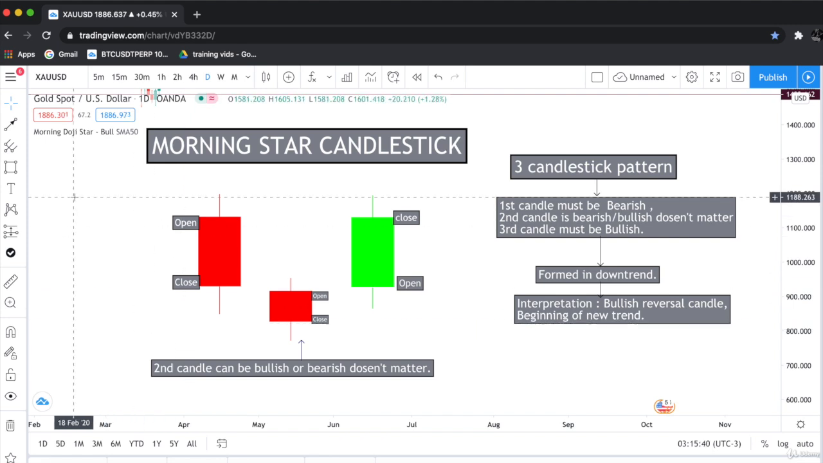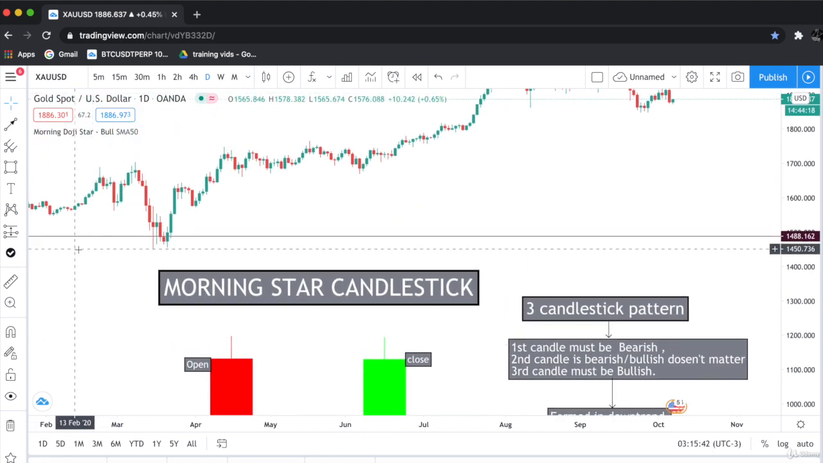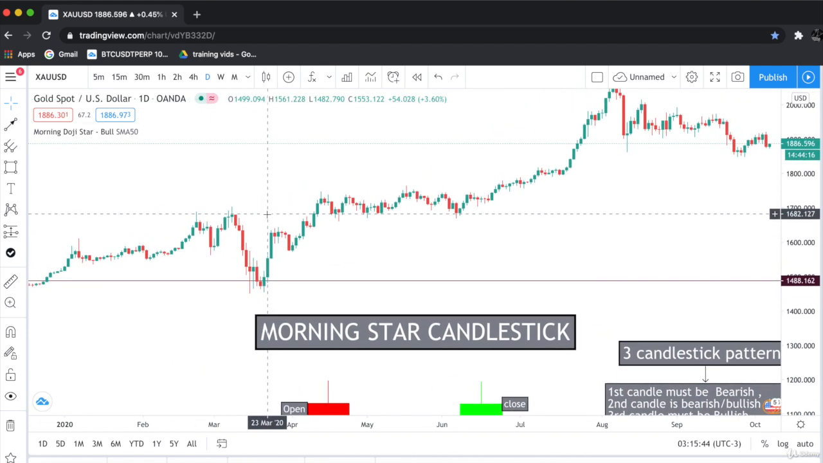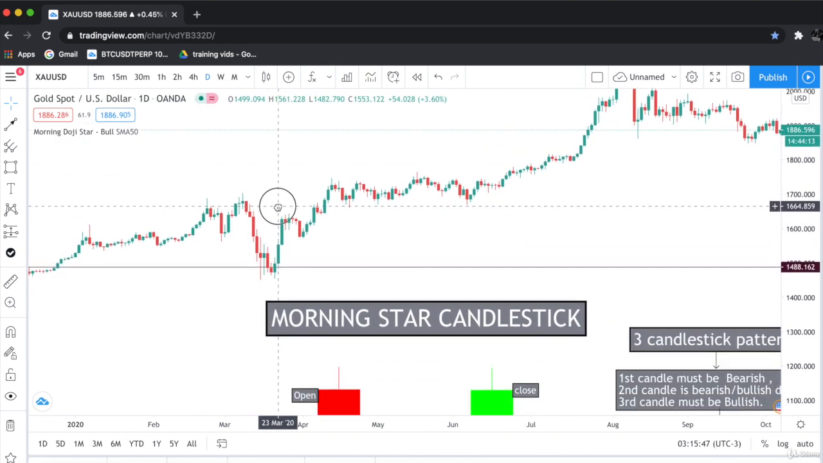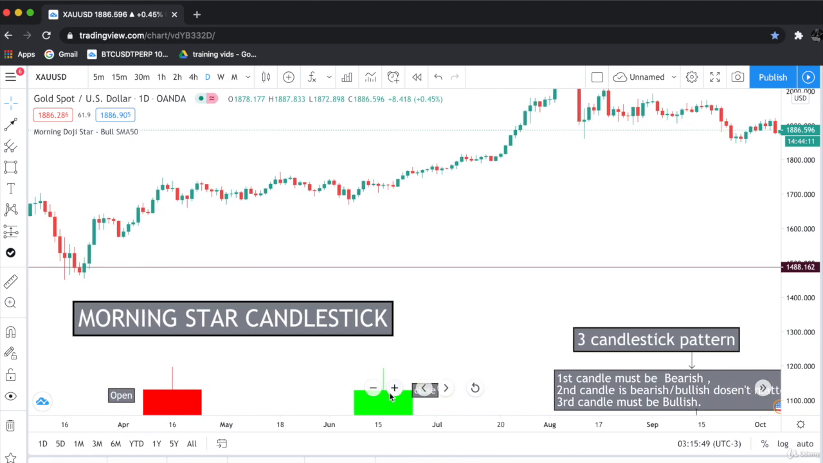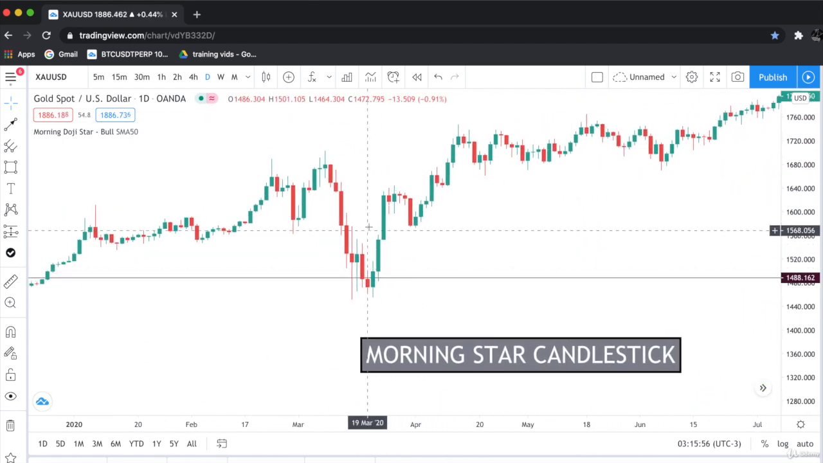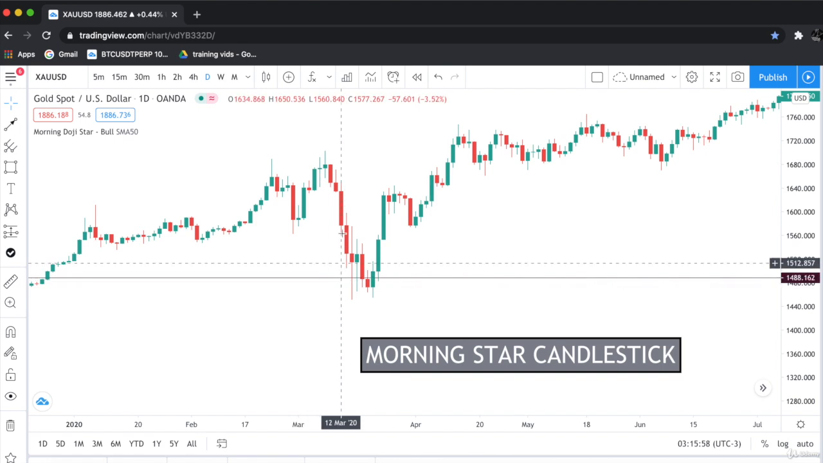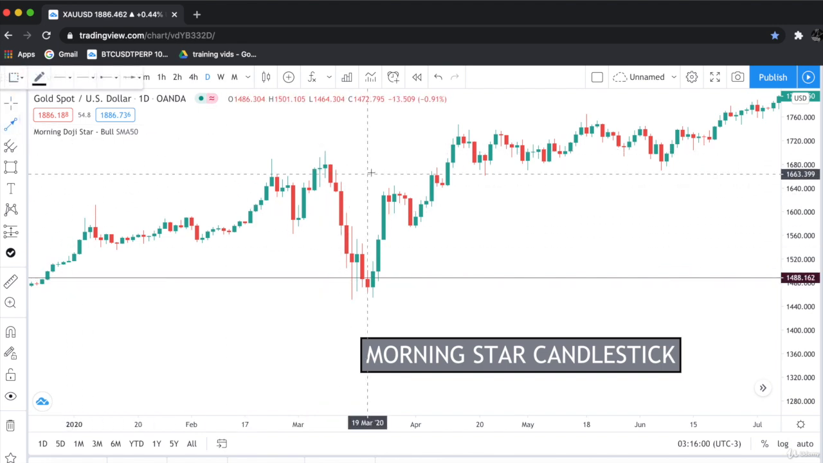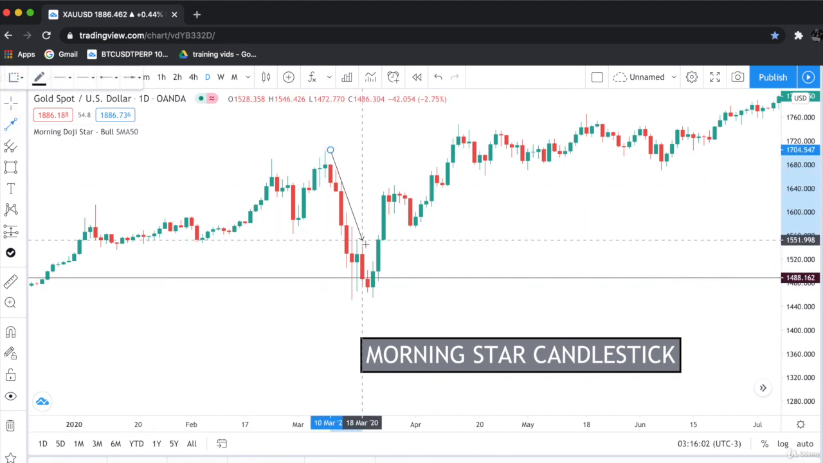This is the gold daily chart. Let's identify a morning star candlestick pattern. This is the morning star candlestick pattern. As you can see, this is a clear downtrend. The market was in a downtrend.